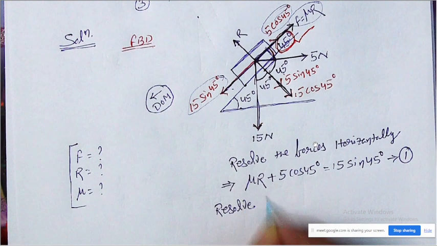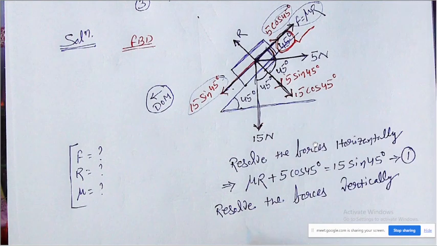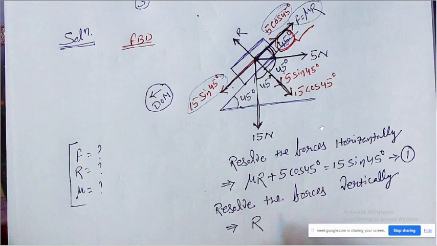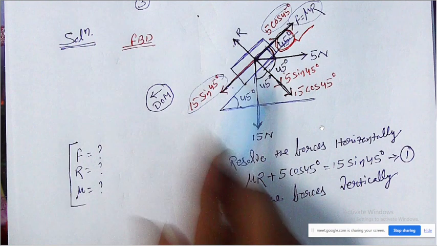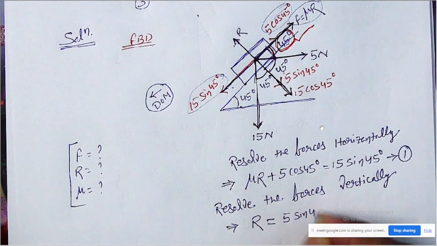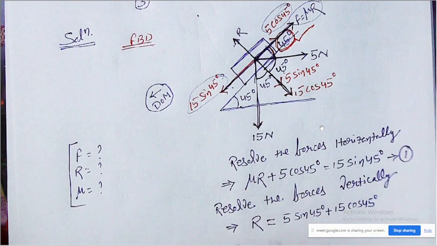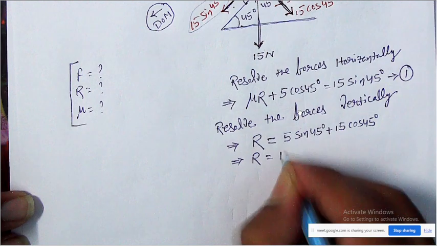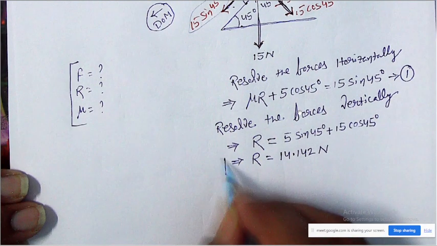Resolve the forces vertically. Vertically, how many forces are there? One is upward and two are downward. So R is equal to 15 cos 45 minus 5 sin 45. What is the answer here? First 15 cos 45. 14.142. So R is equal to 14.142 Newton, or you can take 14.14 also. So first we got the answer for the second.